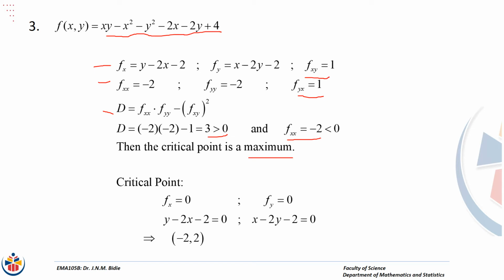And then find the critical point. First derivatives equated to 0, and then solve. Now note, here my first derivatives, y minus 2x minus 2 equal to 0, and the second one is x minus 2y minus 2 equal to 0. We use simultaneous equations to solve, and please check if you are going to get the same solution, that the critical point is -2, 2.